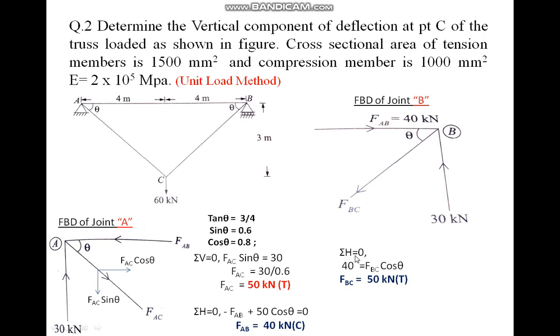You get summation of H equals 0. 40 kilonewton is toward the right side, positive. FBC cos theta is toward the left side, so minus. So the FBC value comes to 50 kilonewton. The arrow direction is away from the point, so it is tension. Once you have that, mention all the forces on the members. What you calculated are FAB, FBC and FAC values.